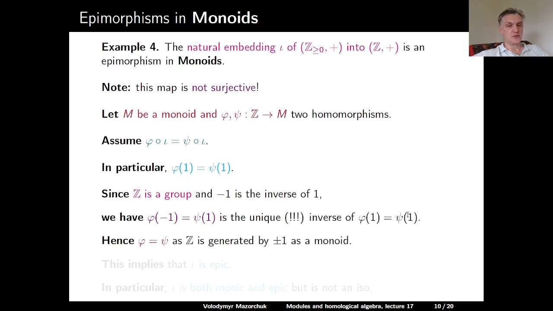Hence, phi is equal to psi because, as a monoid, the group Z is generated by the elements +1 and -1, and the values of phi and psi on both these elements coincide. So this implies that our morphism iota is epic. In particular, we see that this iota is both monic, because it's injective, and epic, but it's certainly not an isomorphism because it's not surjective.